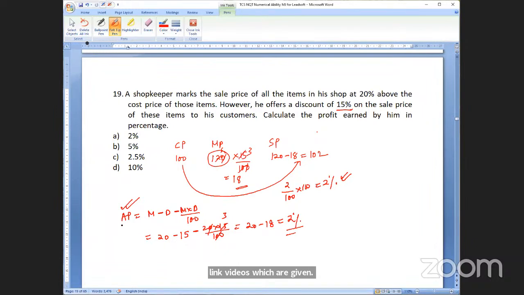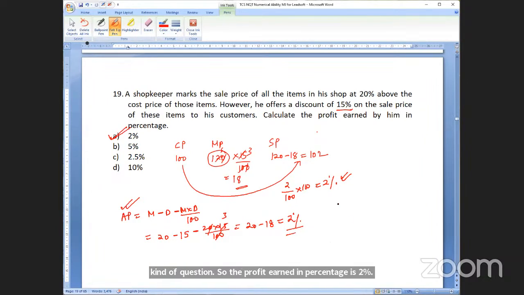You use this. Actual profit is equals to M minus D minus MD by 100. Marked up percentage minus discount percentage minus marked up into discount by 100. You will find this directly. You did not take 100 or any other number to solve these kind of questions. So the profit earned in percentage is 2%.